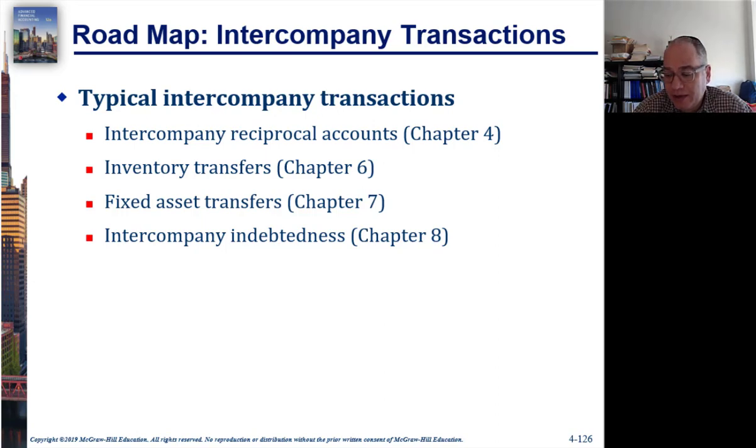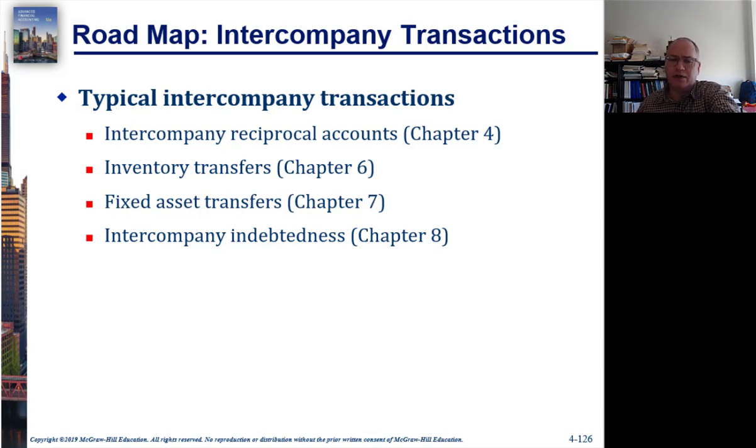If the subsidiary owes the parent a certain amount of money, then the parent better have a receivable for that same amount. Those are called intercompany reciprocal accounts, and they should be equal. And when you consolidate, you're going to need to eliminate. In other words, you'll need to debit the payable and credit the receivable in the consolidation so they don't show up in the consolidated financial statements.